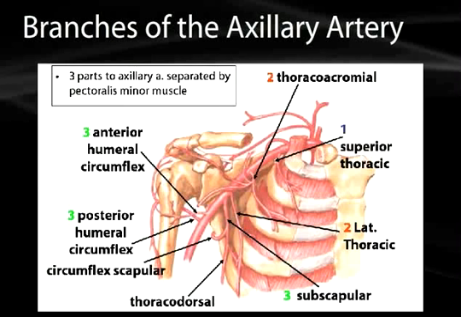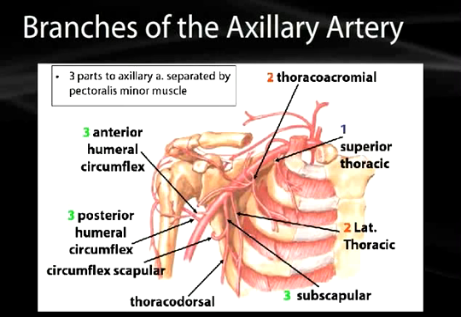lateral thoracic vessel and the part 3 components, which will be composed of the subscapular, the anterior and posterior humeral circumflex branches, and off of the subscapular there'll be a circumflex scapular, and finally a thoracodorsal, which is headed towards latissimus dorsi.